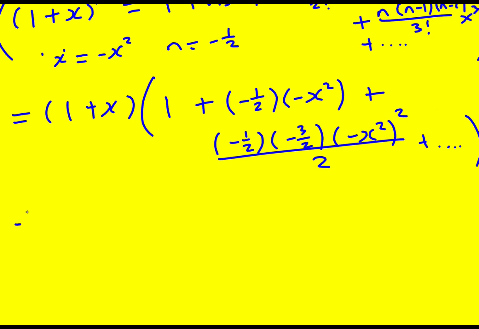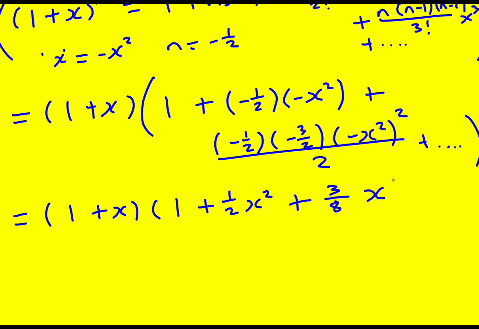And I can just tidy this up now before I do my expansion. So 1 plus x multiplied by 1 plus a half x squared. And then this is also going to be positive because we're going to square a negative, and then we've got a negative times a negative. So it's going to be a half times 3 over 2, which is 3 over 4. Divide that by 2, 3 over 8. Remember, 2 factorial is just 2, so I haven't written the factorial there. And then this is going to be x to the 4.